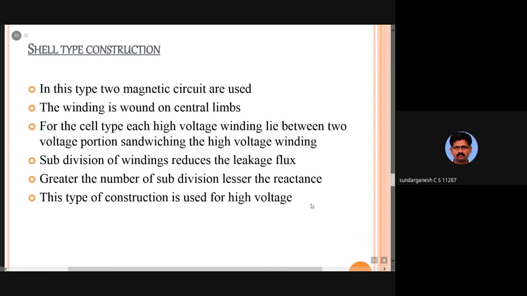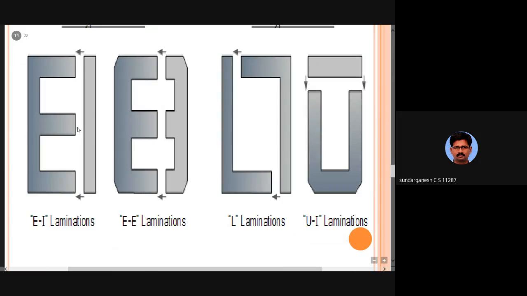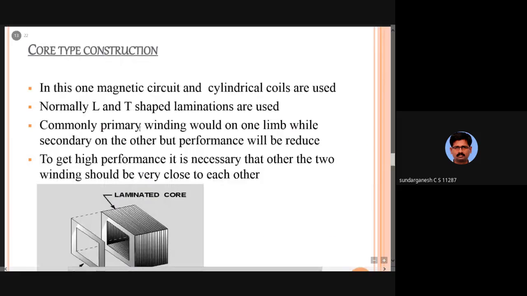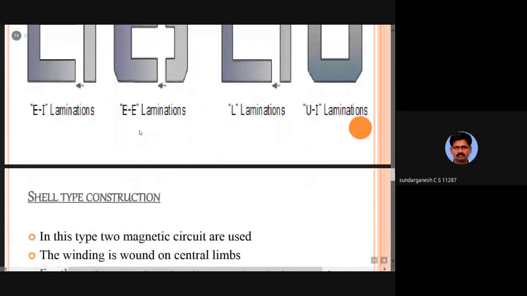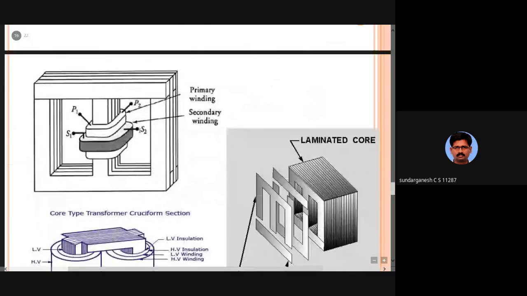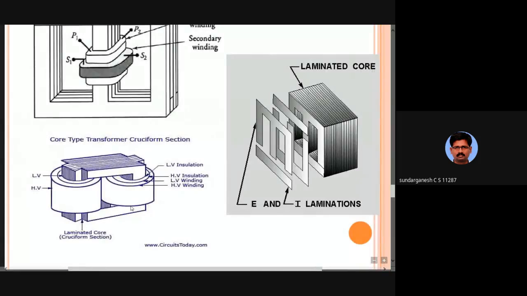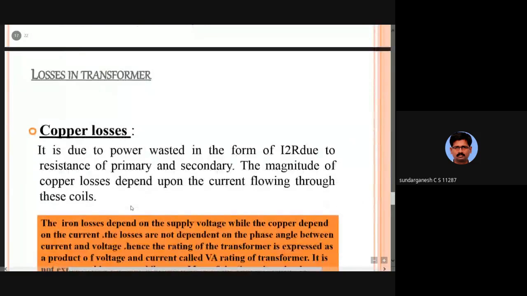This type of construction is used for higher voltage because the air gap is minimum and the leakage flux is minimum. So high voltage can be produced and used in this shell type transformer. The core type transformer is used for low voltage, and the shell type is used for high voltage transformers. So this is the actual construction of a core type transformer and a shell type transformer.